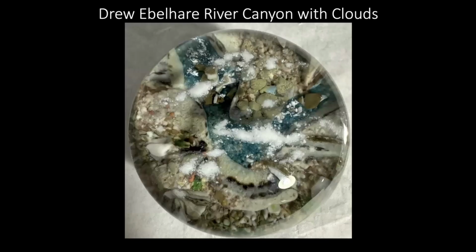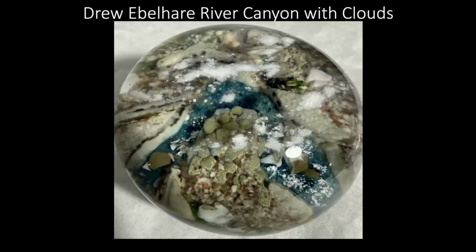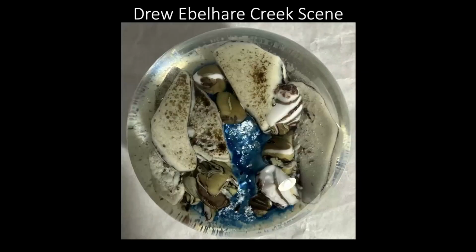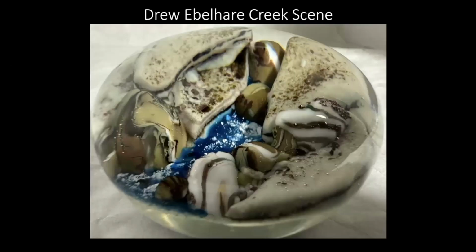This one depicts a river canyon with clouds floating overhead. This is a different view of that same weight. Here we have a creek scene. Here's a side view of it. In some of his creek scenes, he included murrini fish. I couldn't find any fish in this one, though.